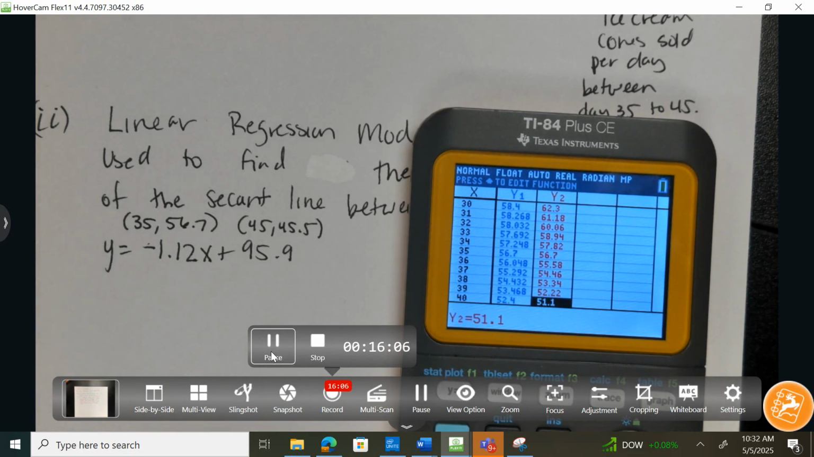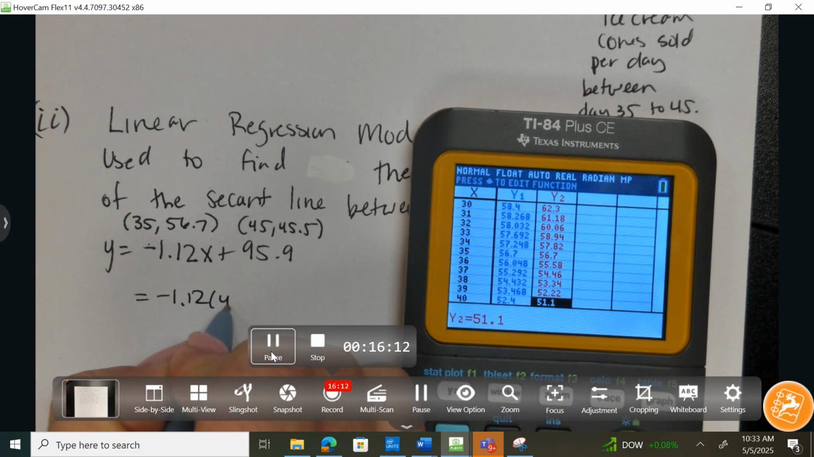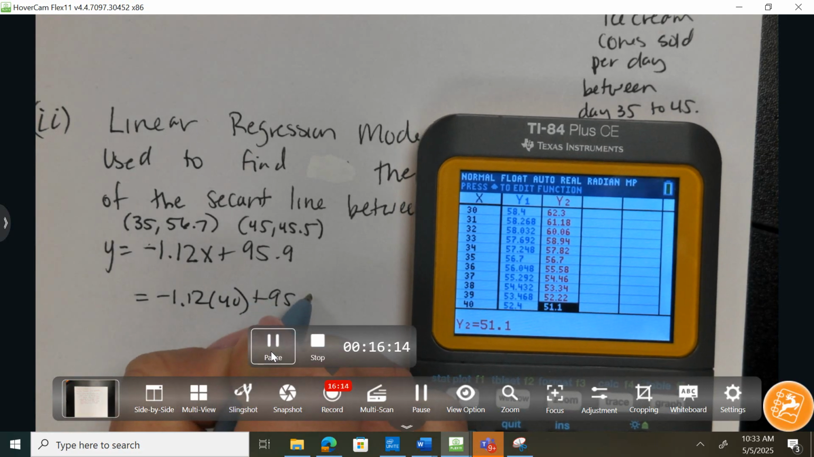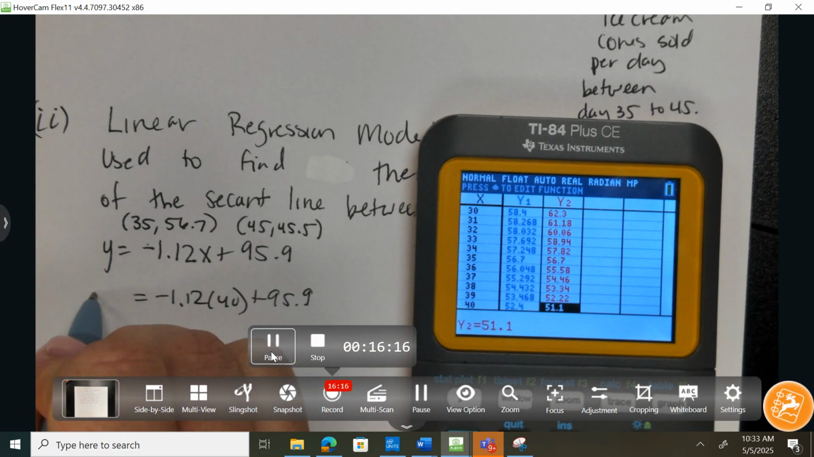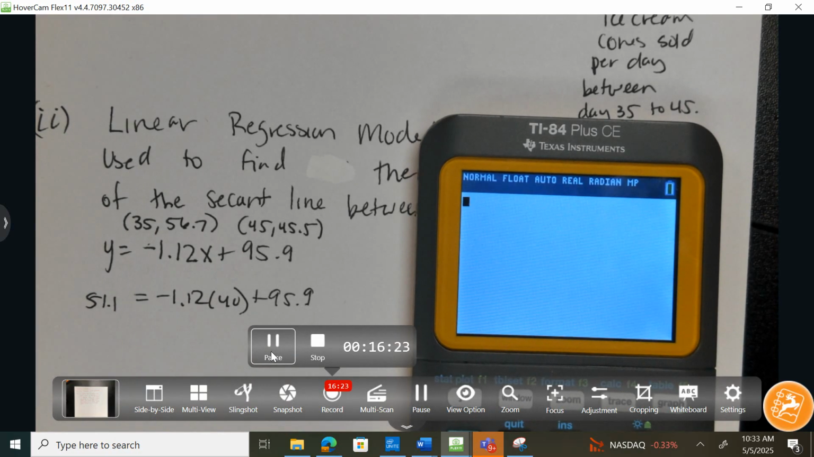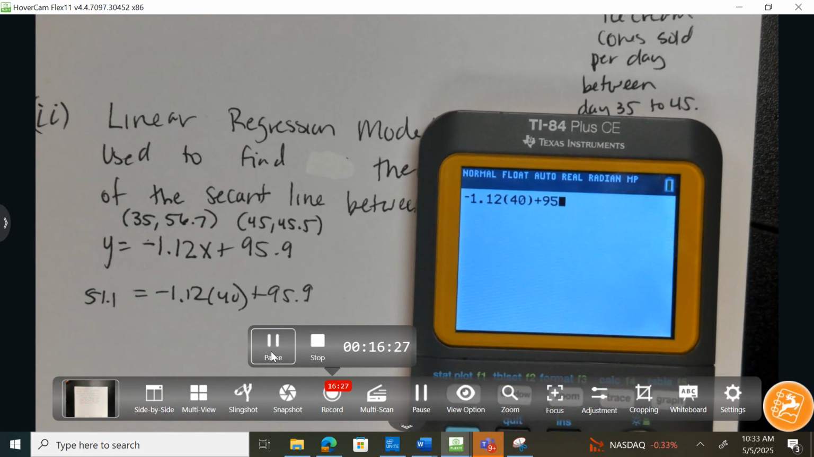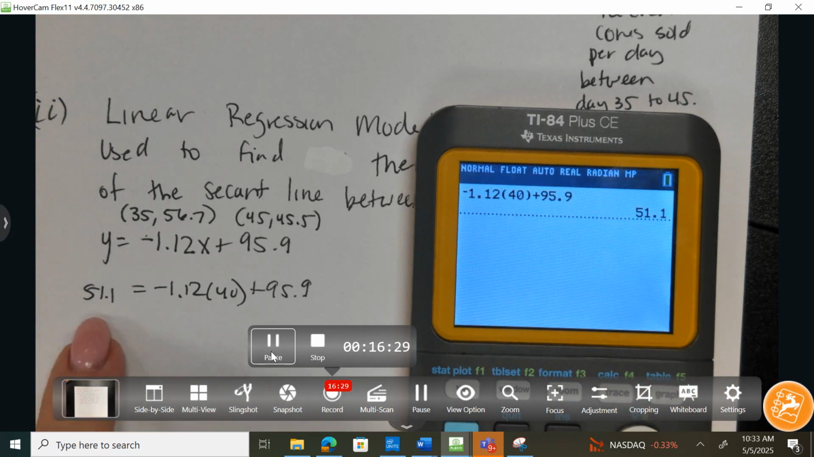Okay, so I'm looking right over here. My output value from this, when I substitute, or you could just plug 40 right into this if you didn't want to graph it, I'll demonstrate that as well, is 51.1. Notice that if I came right to here and plugged in negative 1.12 times 40 plus 95.9, I get the exact same answer, 51.1.